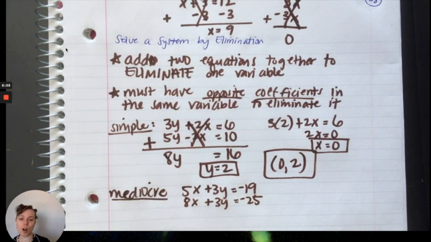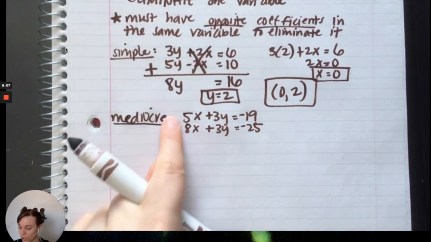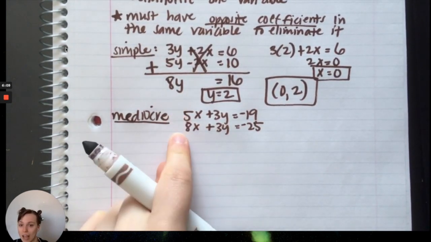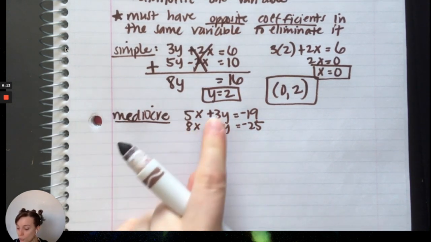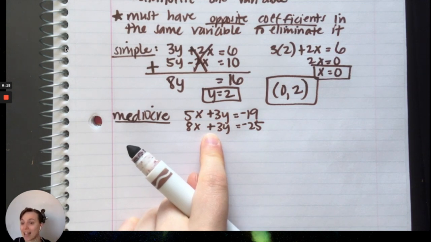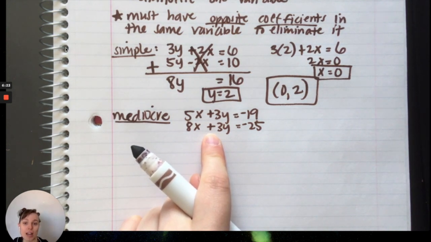Okay, so then on here, I'm looking again at opposite coefficients. So I'm going to look at the first pair of coefficients. 5 and 8 are both on the x. They're not opposites. They're not even close to each other. 3y and 3y, okay, they're the same, but they're not opposites yet. So how could I make only one of them the opposite? How do I make a 3 into a negative 3?